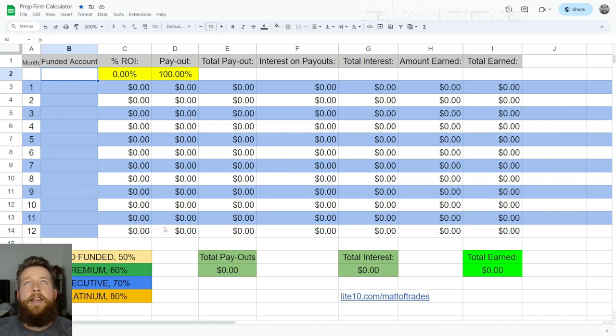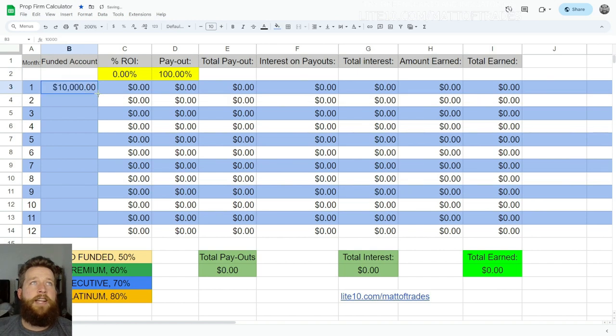So I made a video about this calculator a little while back. It's basically a prop firm calculator. You put in your account size and it'll automatically calculate how much money you earn based off of your average return on investment per month. And I'll do YouTube things and bring up a little tab that should bring that video up. But for starters, we'll just start with a baseline of $10,000 so you can see what that looks like.